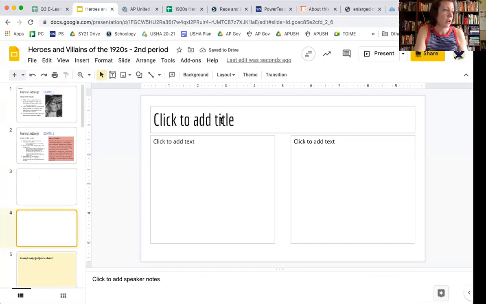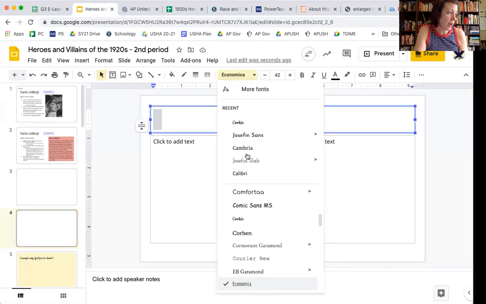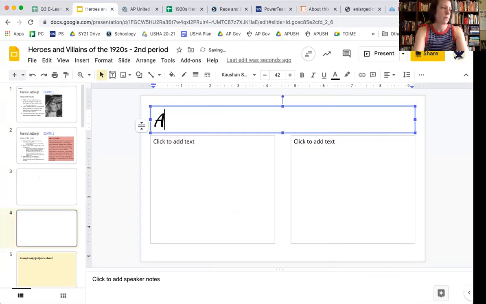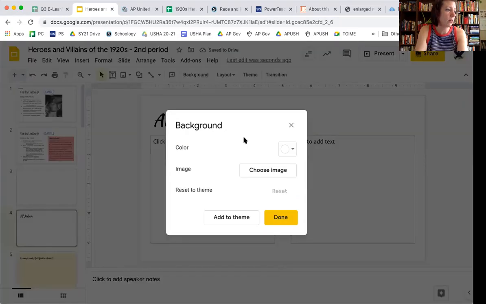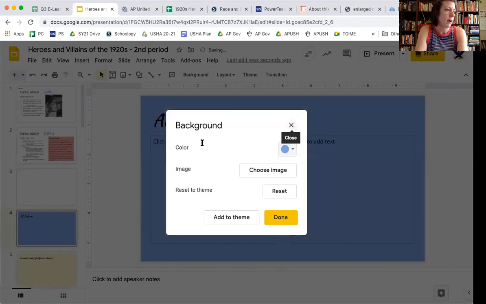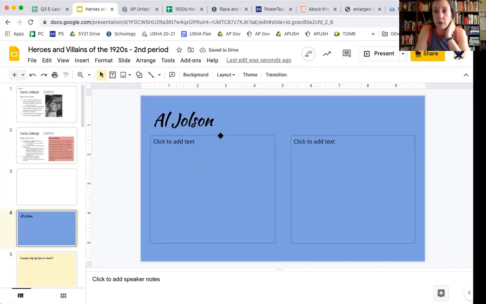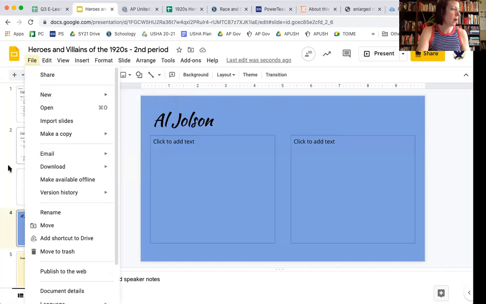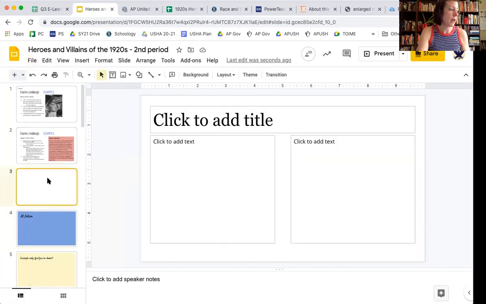So you can change the font, if you want this to be in this sort of font. You can change the background color of the slide if you want it to be blue or something like that. However you want to design it, that's totally up to you. The other thing that you can do is if you want to create your slides in a separate Google Slides presentation, let's say you created a new presentation and made your two slides in there, you could just copy them and then come back in here when you're done and paste them.